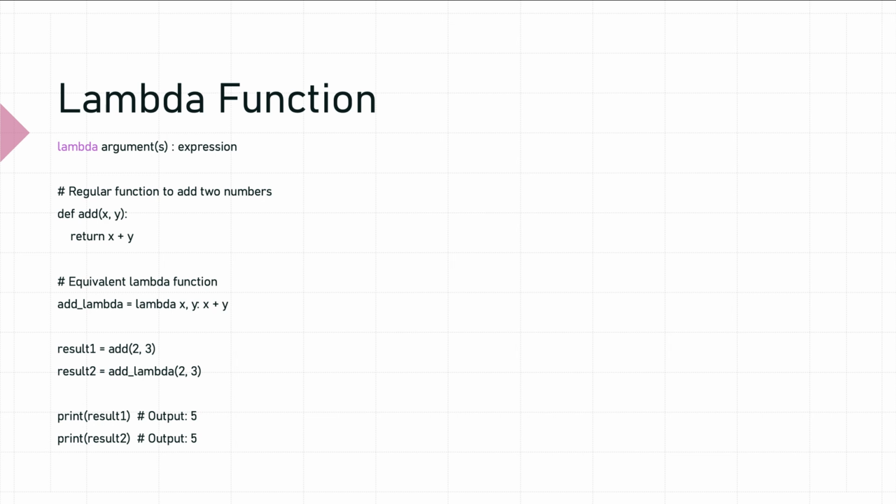So lambda functions are often used in situations where you need a short function for purposes like sorting or filtering, and I'll show you a code example later using the sorted function in Python.